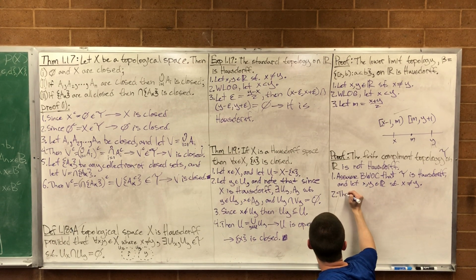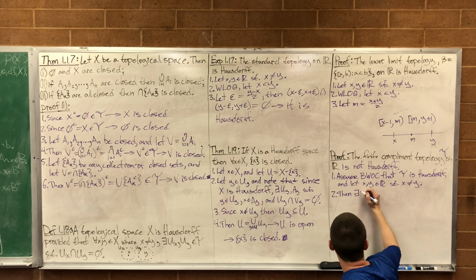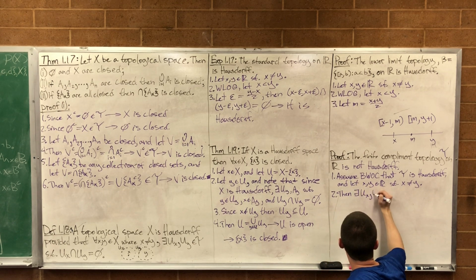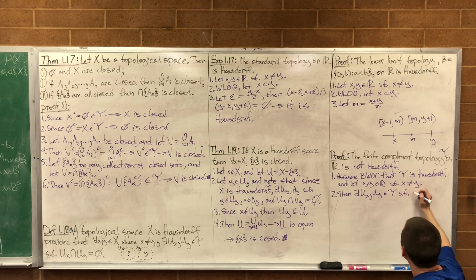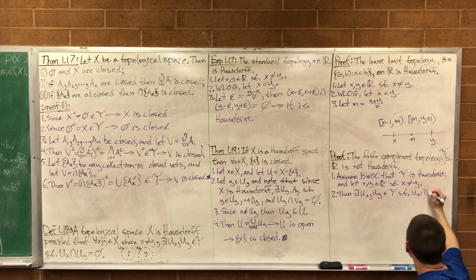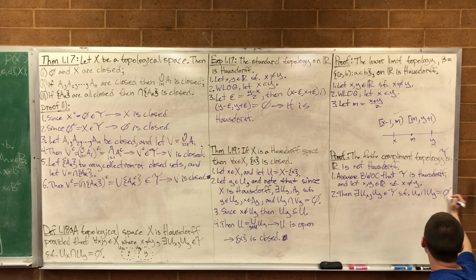2, then there must exist u sub x and u sub y in tau such that u sub x intersect u sub y is equal to the empty set.